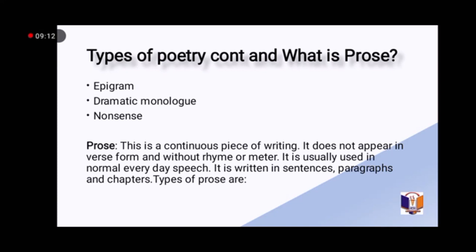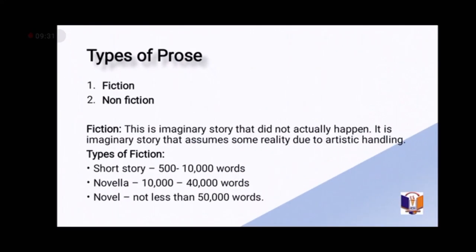We ask ourselves, what is prose? Prose is a continuous piece of writing. It does not appear in verse form. It does not have rhyme. It does not have reading. It does not have meter. And then we get to types of prose. We have 2 broad types of prose, fiction and non-fiction.